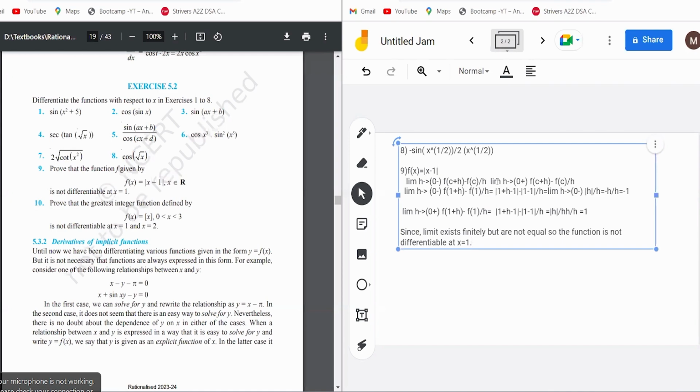So in this way, I've computed the question number 9. So let's move to the last question, question number 10. So what's being said in question number 10? It is a bit lengthy question. So let's do it clearly. Prove that the greatest integer function defined by f(x) equal to greatest integer function of x from 0 to 3 is not differentiable at x equal to 1 and x equal to 2.